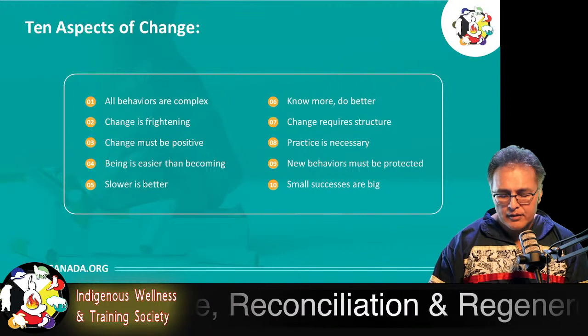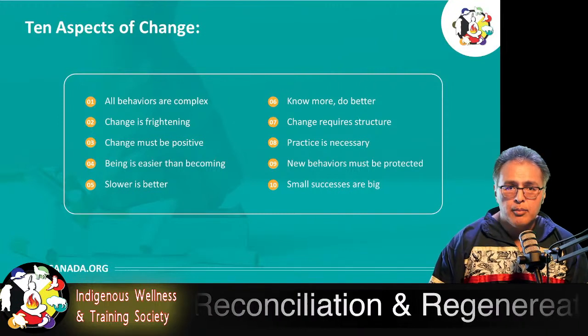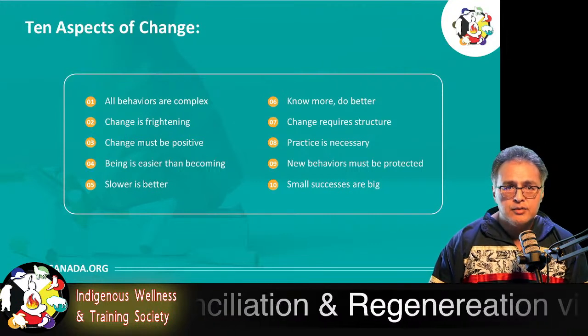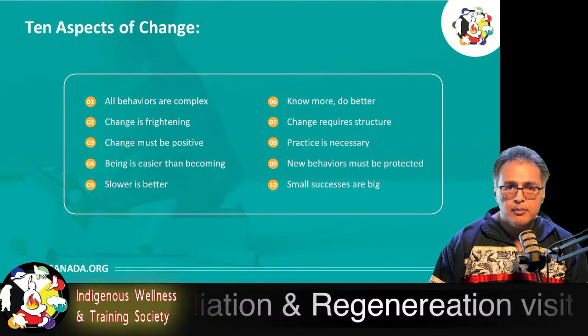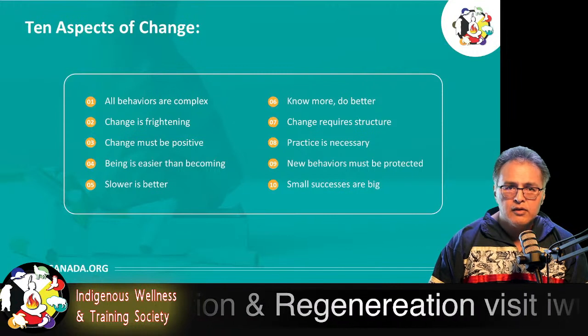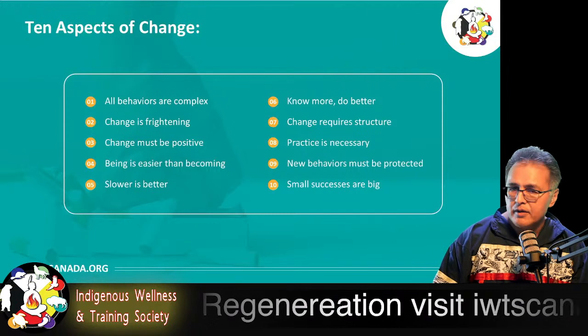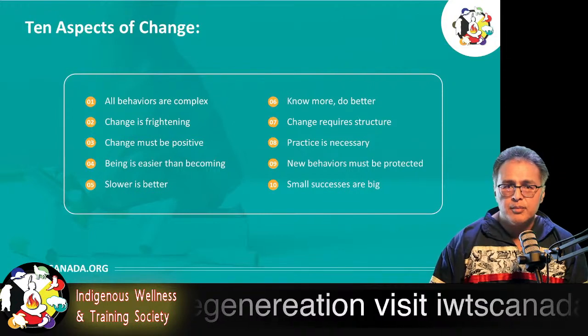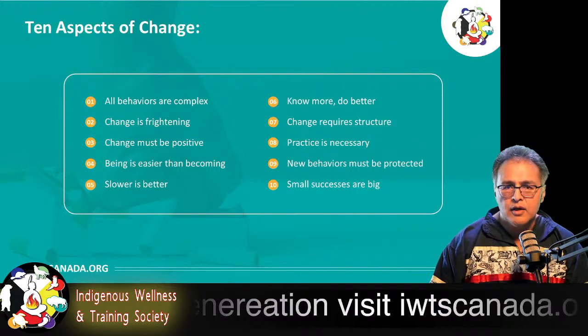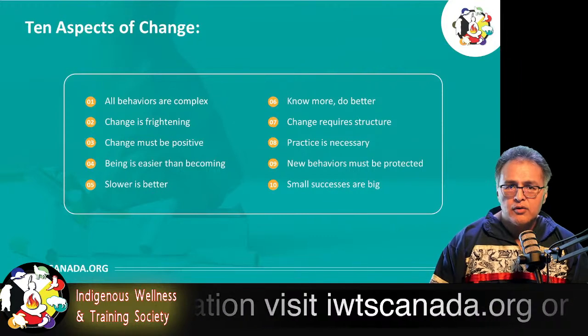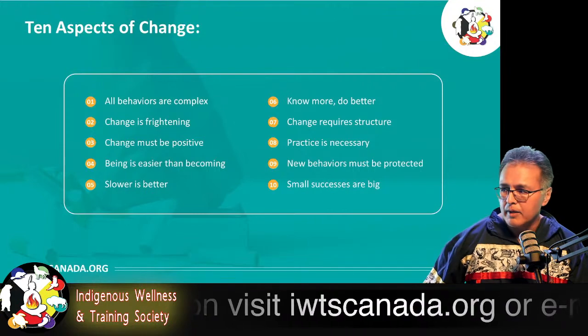So the 10 aspects of change is all behaviors are complex. We'll go through these one by one. Change is frightening. Change must be positive. Easier is being is easier than becoming. Slower is better. No more, do better. Change requires structure. Practice is necessary. New behaviors must be protected. And small successes are big. So the first one, all behaviors are complex.